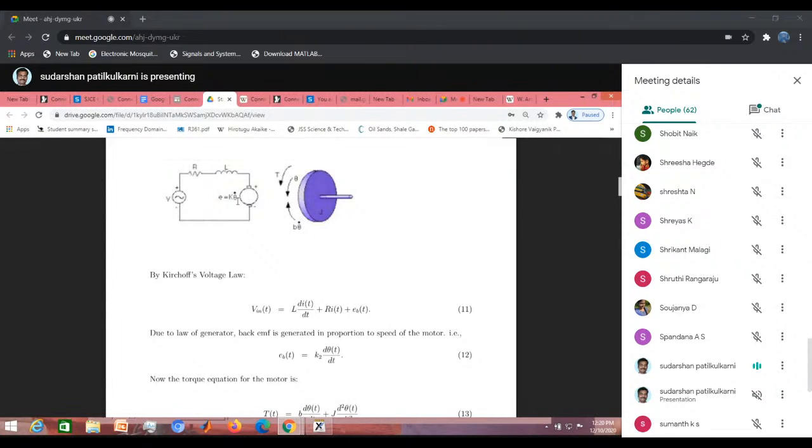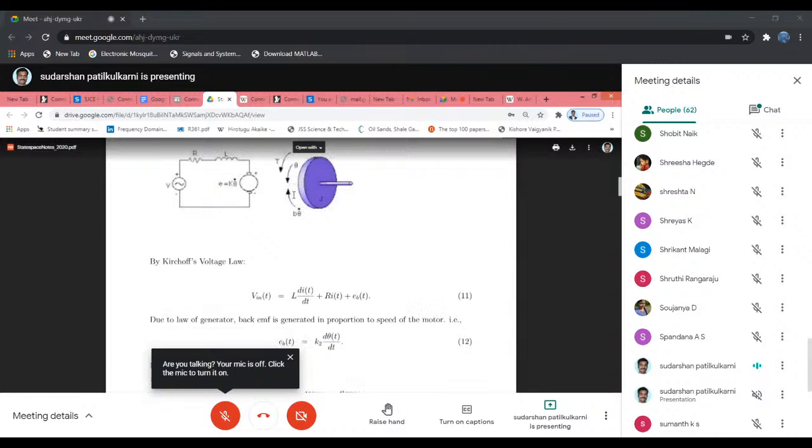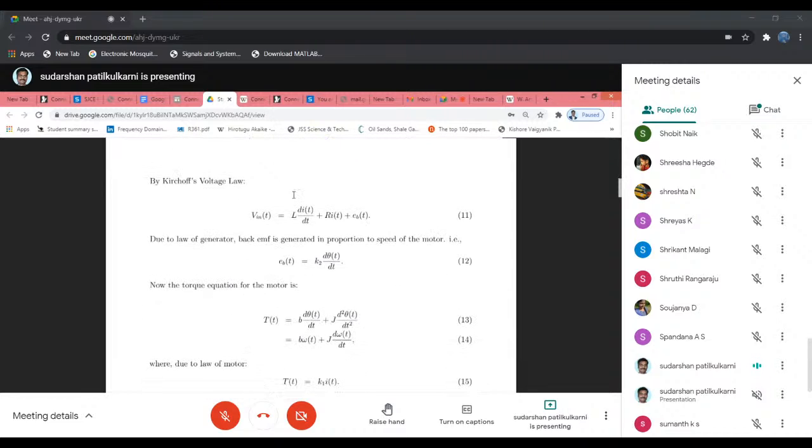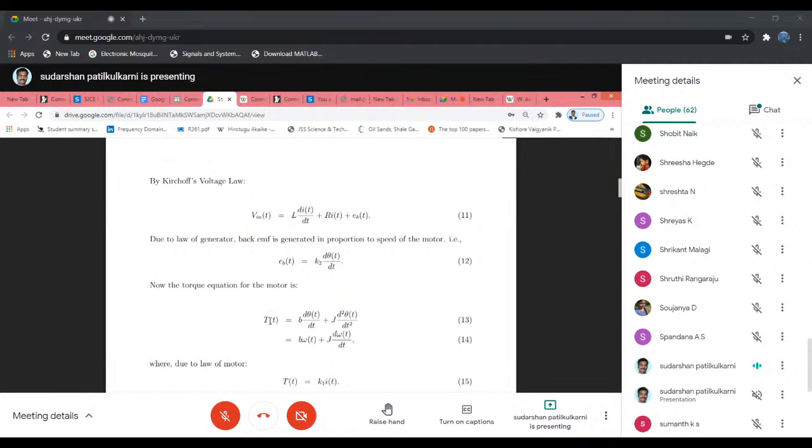And because of the law of motor, if there is a current carrying conductor perpendicular to the magnetic field, torque is generated. The torque generated is proportional to the current in the conductor. The torque equation is induced torque minus opposing torque equals moment of inertia into angular acceleration.